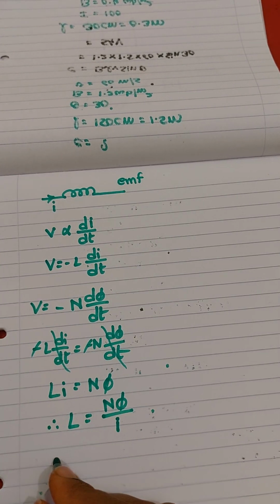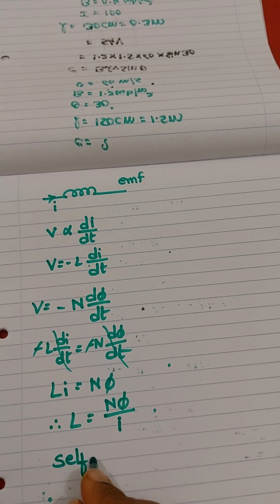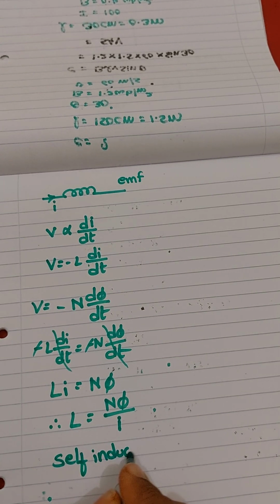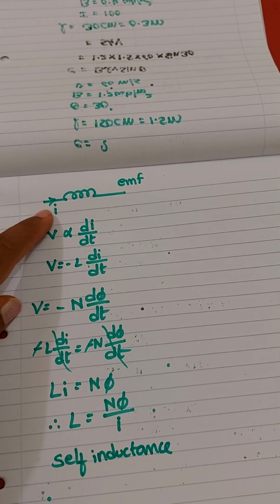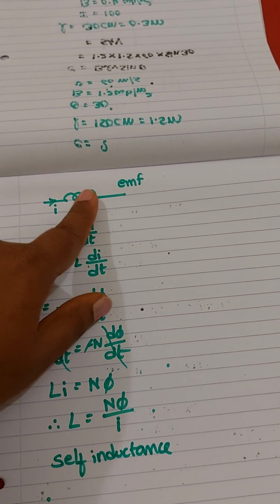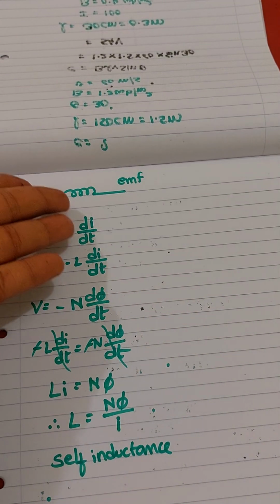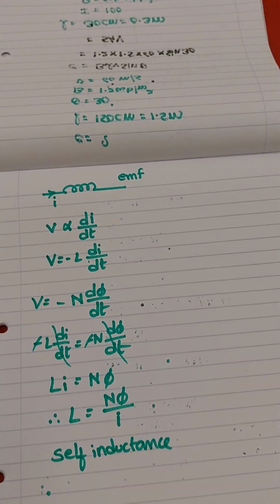This inductance is called self-inductance. Why are we calling it self-inductance? We are taking an inductor and giving a current in it. So whatever is produced in it is the self one. So that's why this is self-inductance.